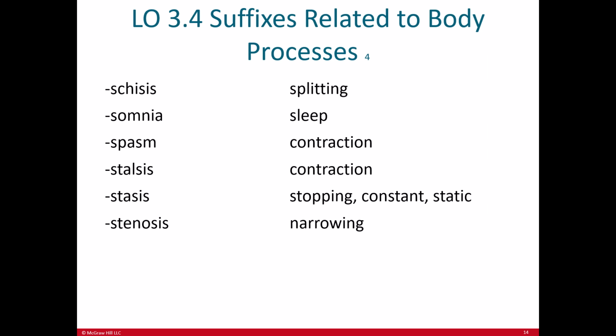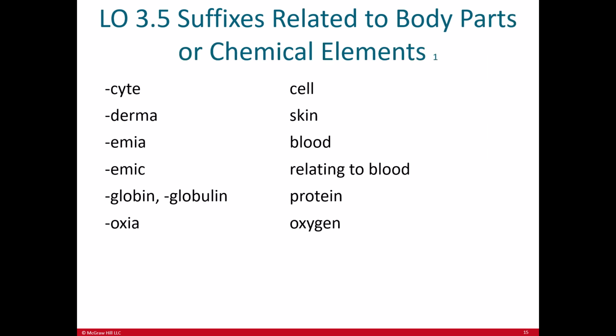Think of peristalsis, which is the movement of your food through your digestive system. And we have stasis. Stasis means stopping, constant, static. I also like to say stopping or controlling. So think of hemostasis, right? We're maintaining a certain environment or keeping everything as it is in a constant. Then we have stenosis. Stenosis is narrowing. We will see that one a bit. Another one you're going to see a lot.